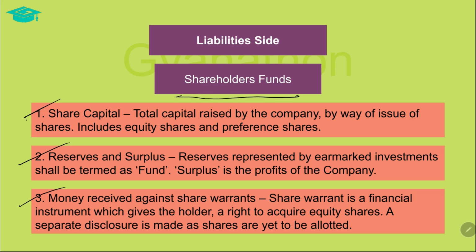Thirdly, there is money received against share warrants. A share warrant is where the person holding such warrant has the right to acquire equity shares of the company and become a shareholder. So, they are not shareholders, but they have a right to acquire shares. That is why it is shown separately from share capital, but within the same head, that is shareholders' funds.